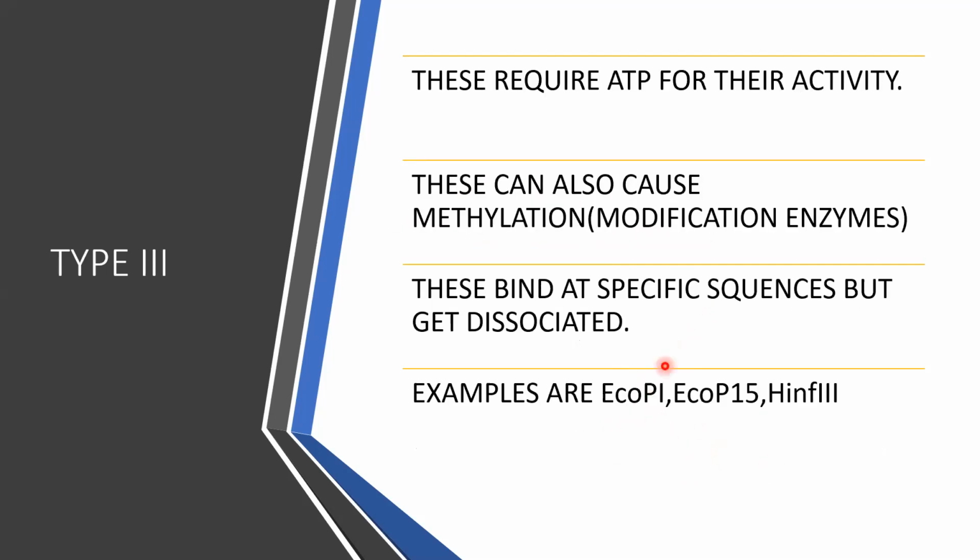Now, this is the type 3 enzyme, which requires energy for its activity in the form of adenosine triphosphate, that is ATP. This can cut the DNA and can also add a methyl group. So this is called a modification enzyme. This will again bind to the specific site, but it will add the methyl group. So actually, this is not involved in genetic engineering. Examples of type 3 restriction enzymes are EcoP1, EcoP15, and HinfIII enzyme. So these are different examples of type 3 restriction enzymes.